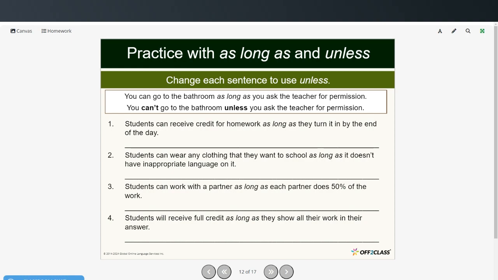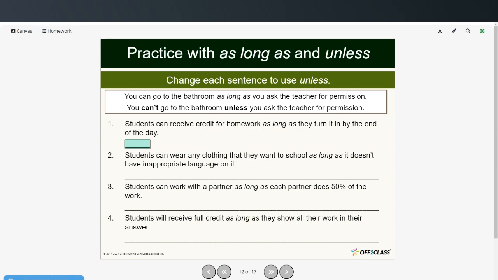So now you're going to practice with as long as and unless. So we're going to change each sentence to use unless. So here's the example. You can go to the bathroom as long as you ask the teacher for permission. And then to change that, you would have to say you can't go to the bathroom unless you ask the teacher for permission. So go ahead and pause the video and try these on your own, and then restart when you're ready to check your answers.